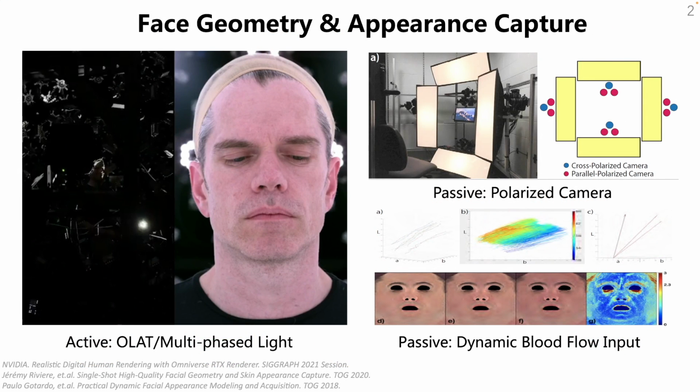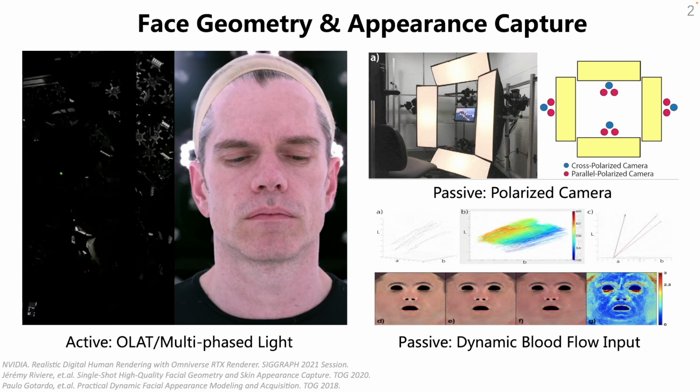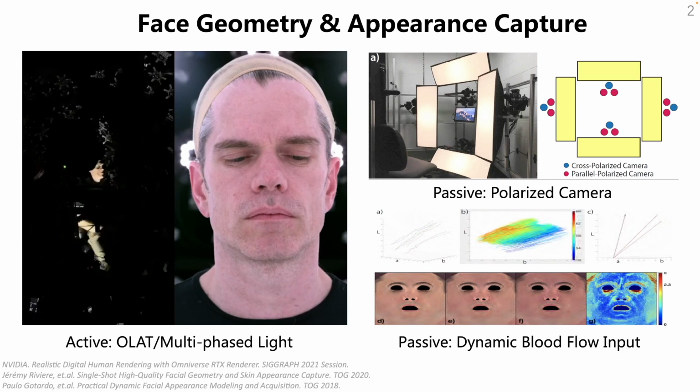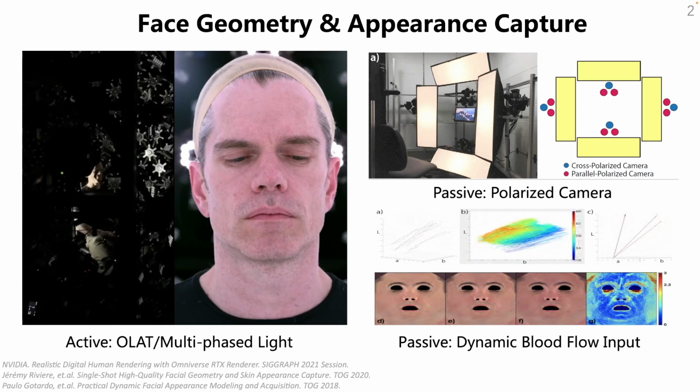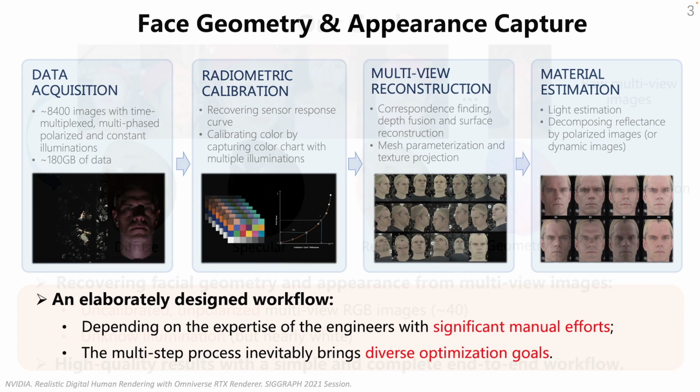According to photogrammetry, the pioneering studies on capturing face geometry and appearance generally leverage complex active lighting setups, such as light stage, polarized camera, or dynamic blood flow input. An elaborately designed multi-stage workflow is required, typically involving a series of stages, such as data acquisition, radiometric calibration, multiview reconstruction, and material estimation. However, the output highly depends on the expertise of the engineers and artists with significant manual efforts, and the multi-step process inevitably brings diverse optimization goals.